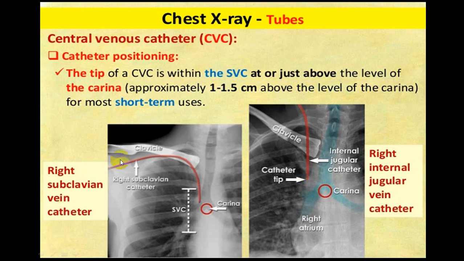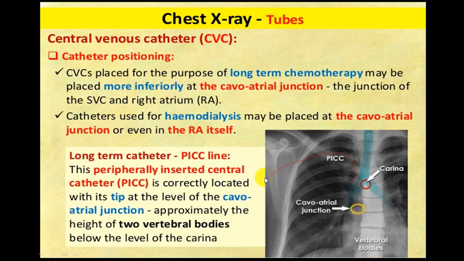Okay. So if it is from the right subclavian, it will look like here. It is coming from here, and then it should not go beyond the carina angle. If it is from the internal jugular, it will be like this. Now you can see here, this is going like this up to the carina angle. And now here, this is the atrial junction.